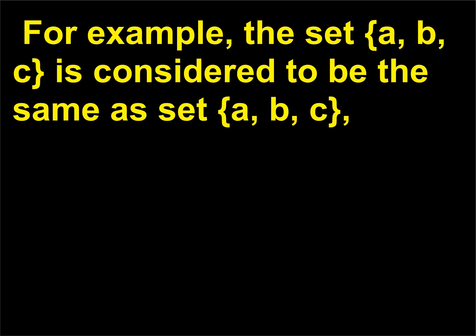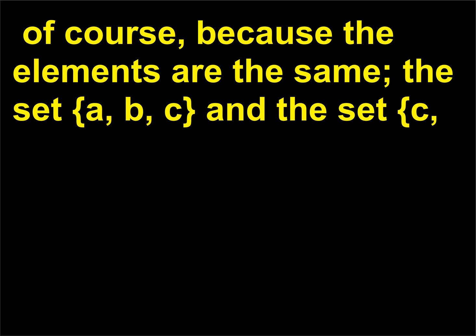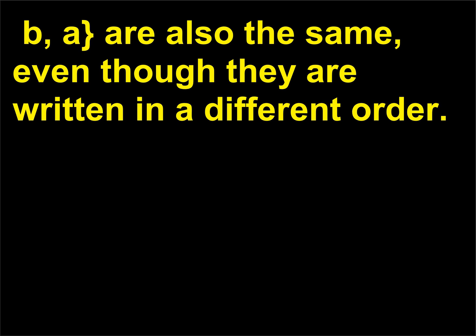For example, the set {A, B, C} is considered to be the same as the set {A, B, C}. Of course, because the elements are the same, the set {A, B, C} and the set {C, B, A} are also the same, even though they are written in a different order.